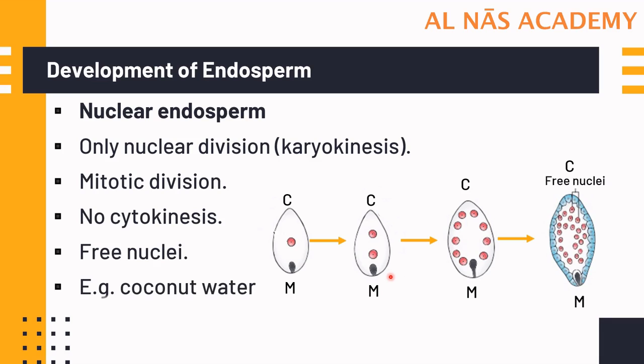Such endosperm is termed free nuclear endosperm because there are many free nuclei. It is the most common type and is found in 161 endospermic families. As said earlier, the primary endosperm nucleus repeatedly divides mitotically, only nuclear division takes place, and it produces a large number of free nuclei. Example is coconut water.